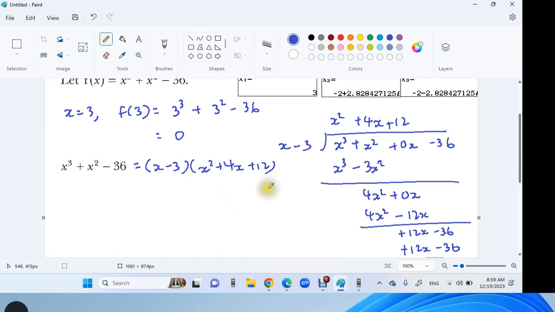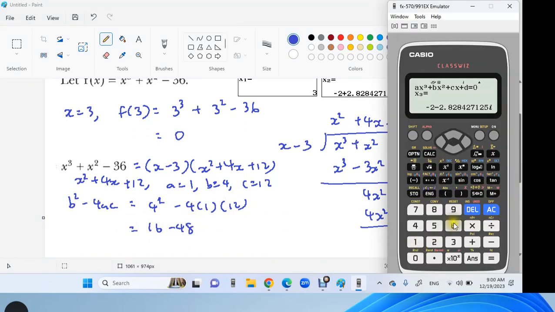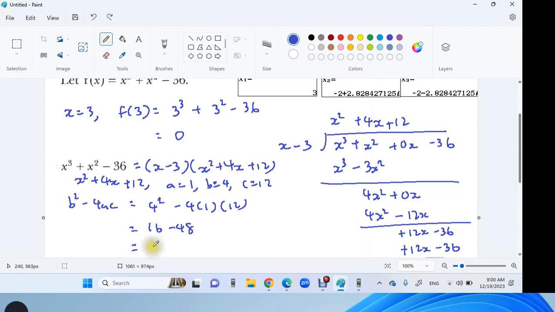How to show that they don't have a root? We do b squared minus 4ac. So for this x squared plus 4x plus 12, a is 1, b is 4, c is 12. Then we have b squared, 4 squared minus 4 times 1 times 12. Then we have 16 minus 48, which is negative 32. So it is negative 32, less than 0.